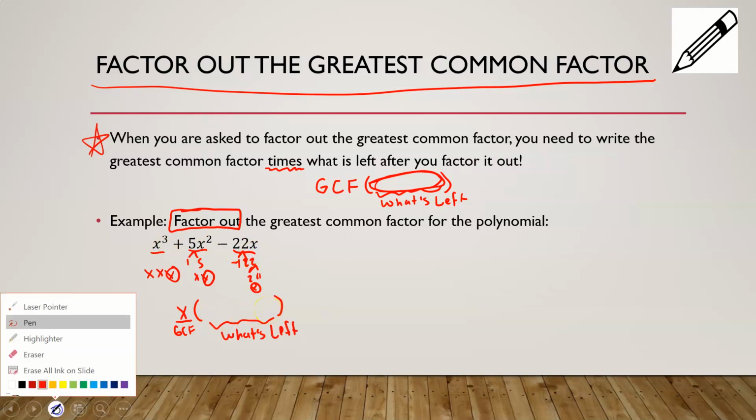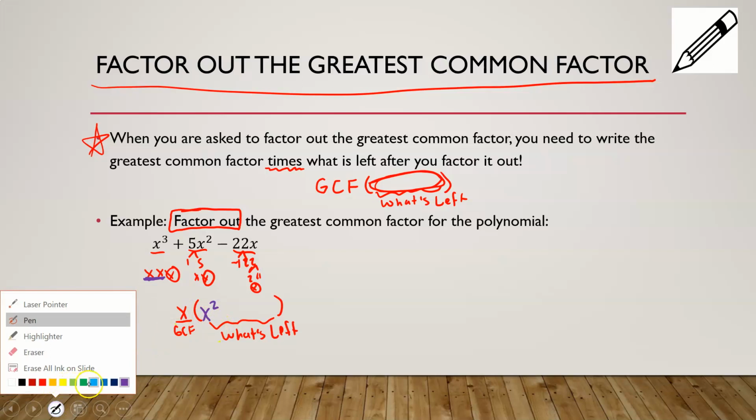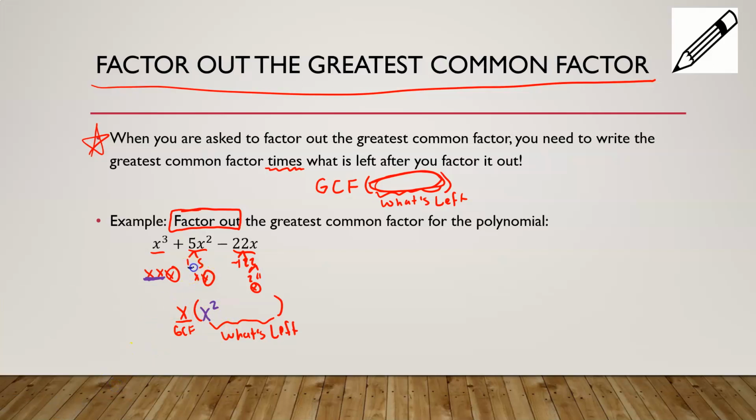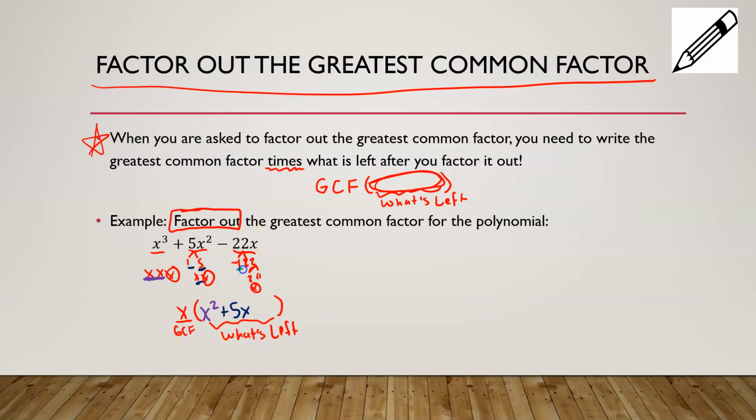So I start by looking at the first term. I had an x cubed, I used an x, but I have an x times x left. So I have an x squared left. In my next one, I have a 1, 5, and x left. So 1 times 5 times x is a positive 5x. That goes in the middle. And then I take my third thing. I had a negative 1 times 2 times 11, which gives me a negative 22.